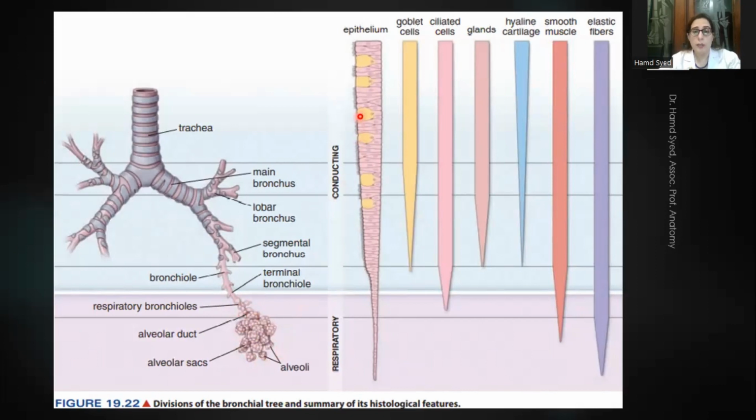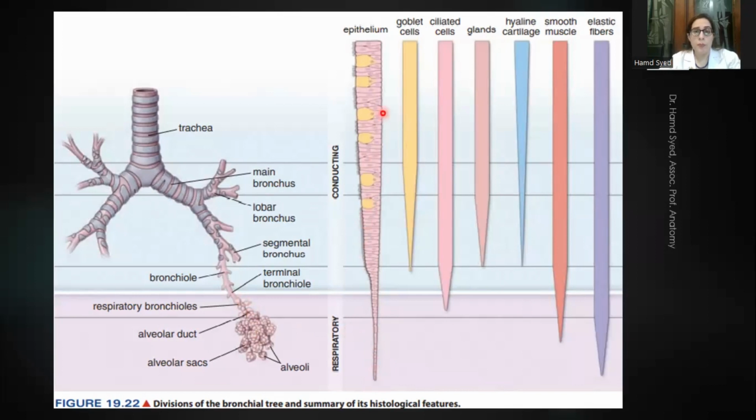Now, what are the changes in epithelium which take place? Well, in the trachea, if you recall from the previous discussion, we know the epithelium is pseudostratified ciliated columnar epithelium, and the same epithelium is present in the larger principal bronchi. But the height of the epithelium decreases, and eventually it transforms from the columnar epithelium to the cuboidal epithelium. And in the alveoli, we have the flattened epithelial cells, mainly the type 1 pneumocytes. But there are also the type 2 pneumocytes.